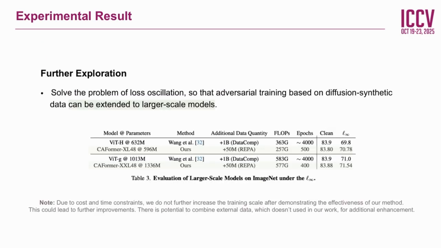And in evaluating the large-scale model, as you can see, our approach with 50 million synthetic data achieves a robust accuracy of around 71%, demonstrating the effectiveness of our approach in addressing the issue of loss oscillations.